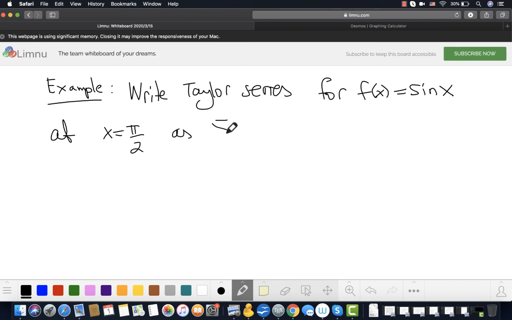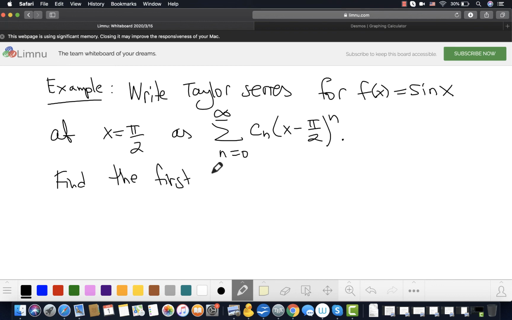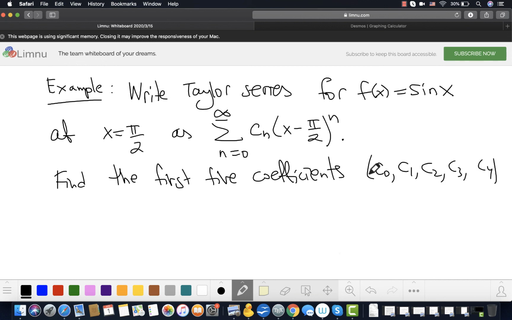as, so this is our Taylor series, c sub n is the coefficient times x minus pi over 2 to the n, where n goes from 0 to infinity. So the question is, find the first 5 coefficients. In other words, we need to find c sub 0, c sub 1, c sub 2, c sub 3, and c sub 4. These are the coefficients we need to find.